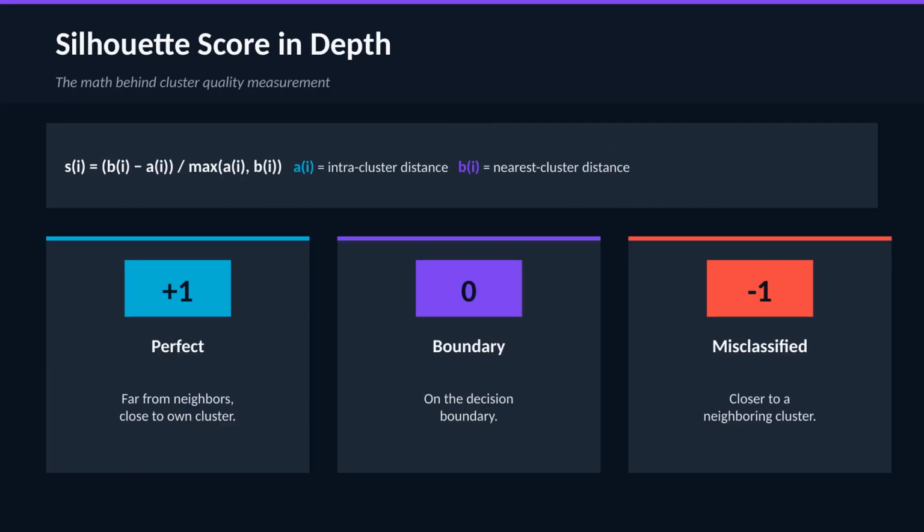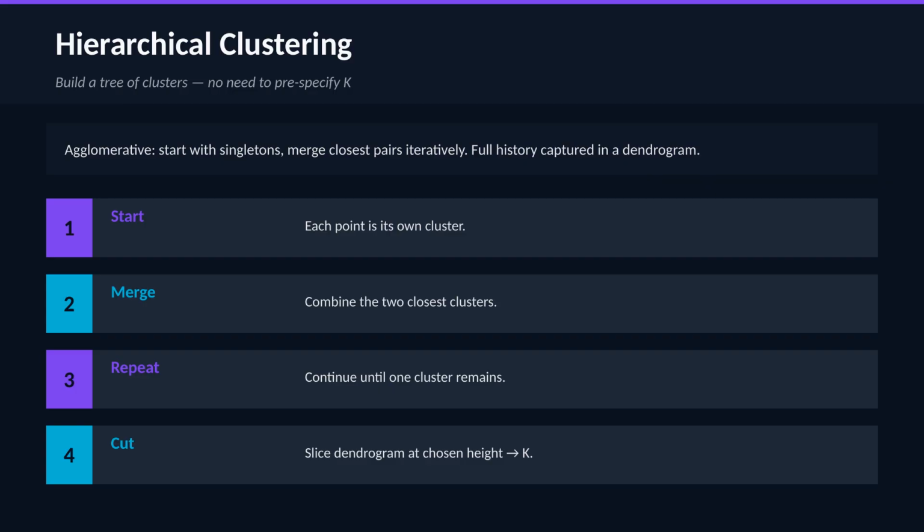Let's break down the silhouette score formula. For each point i, you compute a(i), the average distance to other points in the same cluster. Then b(i), the average distance to points in the nearest neighboring cluster. The silhouette score is (b minus a) divided by the max of a and b. A score of +1 means the point is far from neighbors and close to its own cluster. Perfect assignment. 0 means the point sits right on the boundary between 2 clusters. And -1 means the point is closer to a neighboring cluster. It's probably misclassified.